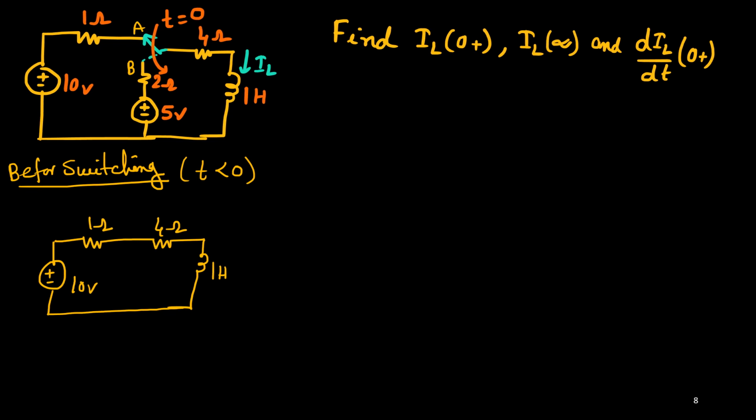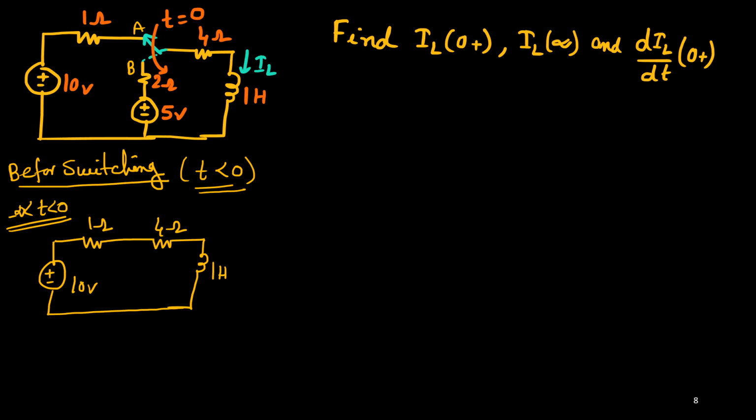Now you can see t less than 0 means t is from minus infinity to 0. So it's an infinite duration. This circuit was closed for infinite time, starting from minus infinity and coming up to 0 at t equal to 0. So now we can say that the inductor will be under steady state with this circuit, because this circuit was closed for a long time.